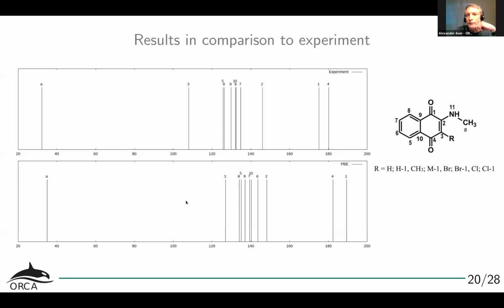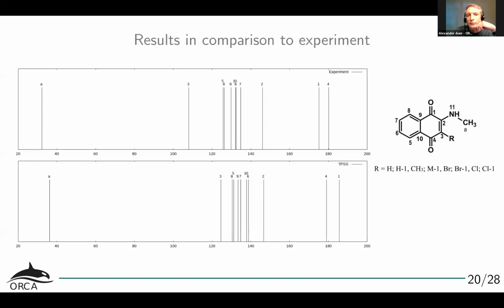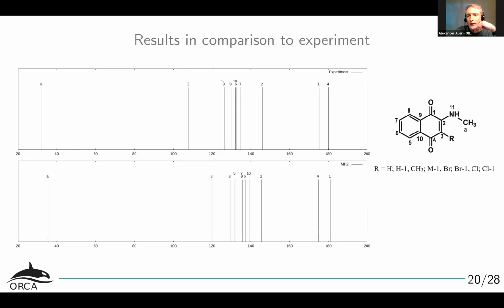So let's go to a different functional, and let's look at TPSS. We see it spreads out a little bit more. We have 5 and 8 here, and 9 and 7 bracketing 10, and 6 is not right in the prediction here. So this leaves a little bit to be desired. The accuracy is not great. Even if we go to MP2, we see that the match is not perfect.